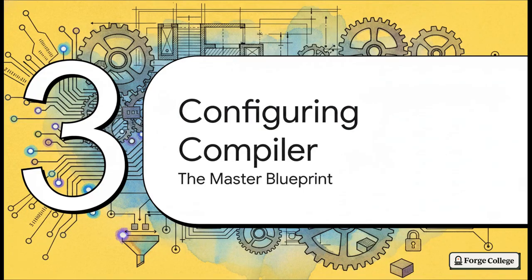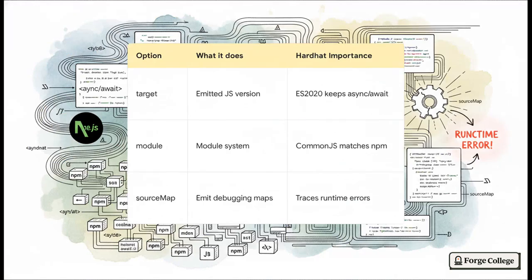Section 3. Configuring the compiler. Time to draw up the master blueprint. Looking at this technical specification sheet, we have a few absolutely crucial compiler settings in our tsconfig file. We're specifically targeting ES2020 to keep our async/await functions intact for modern Node runtimes. We use CommonJS for our modules to perfectly match the vast majority of NPM packages out there. And you definitely want source map set to true, because when something breaks, and trust me, it will break eventually, we want the error trace pointing exactly to our shiny new TypeScript code, not some unreadable compiled output.